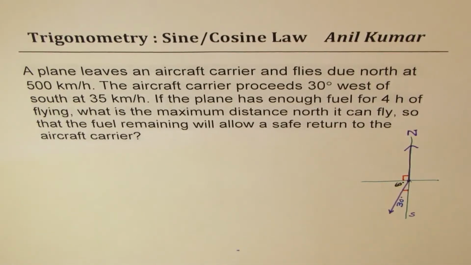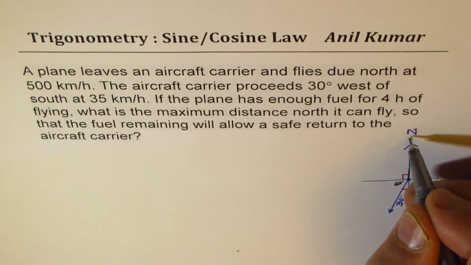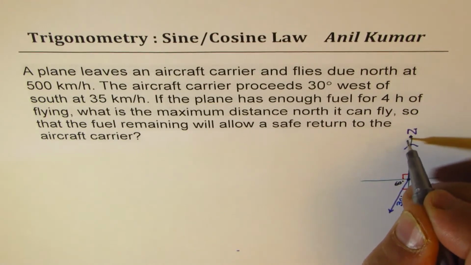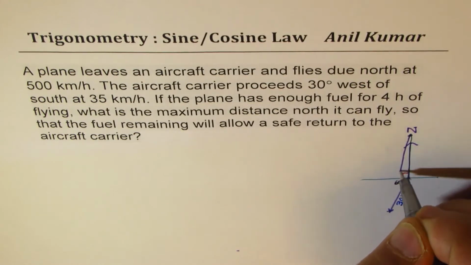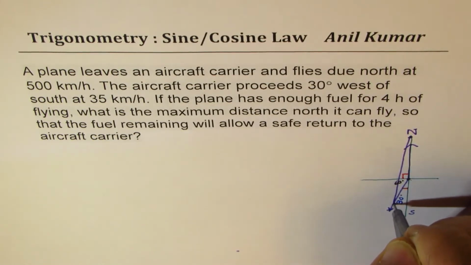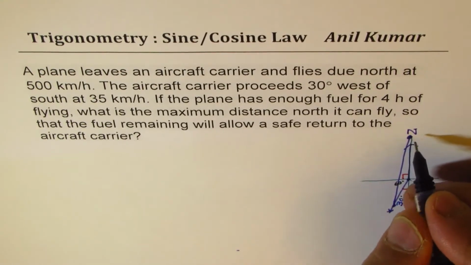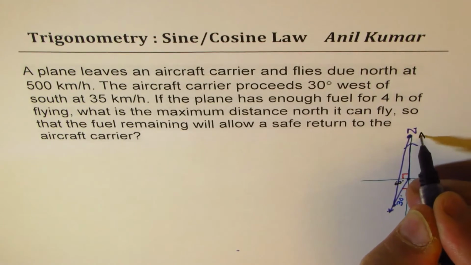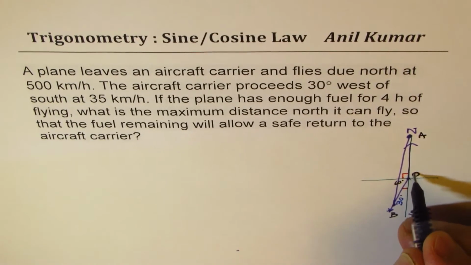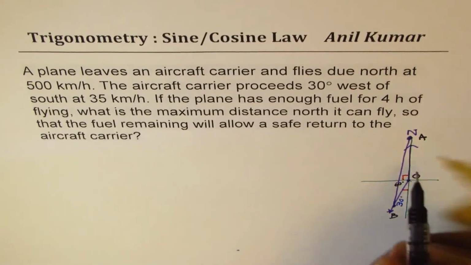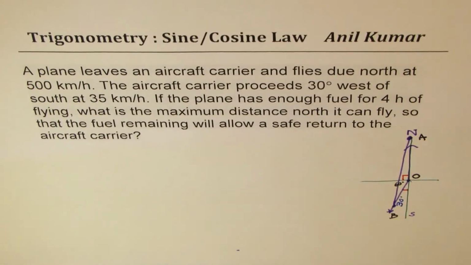Now the plane has to return to the aircraft carrier. That means wherever it flies to, it'll try to come back. So let's say it comes back from this point back to the ship. It's kind of like this. Do you see that? Let's call the extreme point up to which the plane can fly A, the return position B, and we'll call this O. As we are given, total time is T for us.